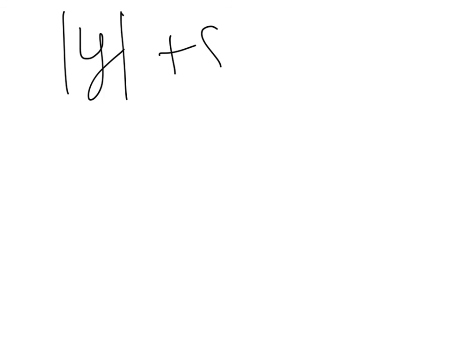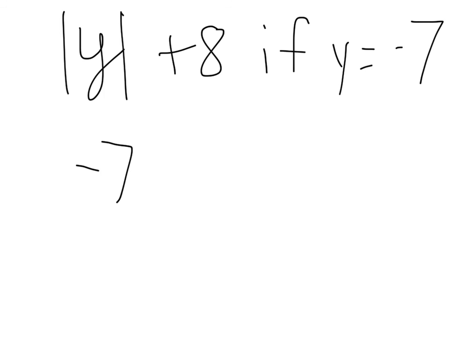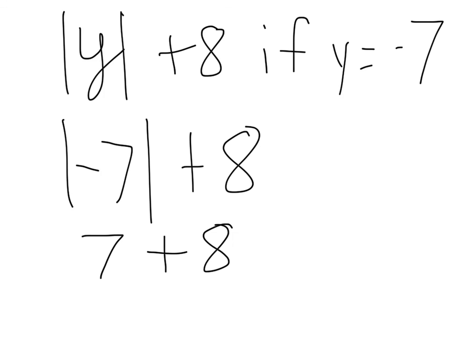I changed my mind. Let's do one more. So the absolute value of y plus 8 if y equals negative 7. So I substitute negative 7 for y. The absolute value of negative 7 is a positive 7. My answer is now 15.